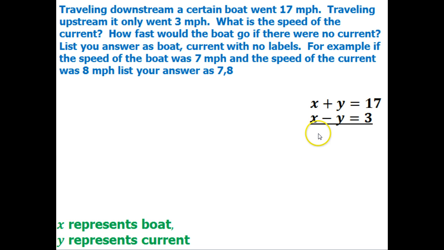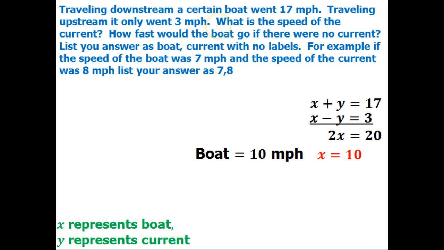Now we're asked to solve this one, and this is actually a pretty easy one because my y's here, I see that they can cancel. My y's just cancel each other out if we add them, so we're going to do that. This is going to be x plus x, which would be 2x, and 17 plus 3 would give me 20. So 2x equals 20. If I divide both sides by 2, I get x equals 10. Now remember, x represented the speed of the boat. So 10 means, let's see, up here it says miles per hour. So the boat is traveling at 10 miles per hour.